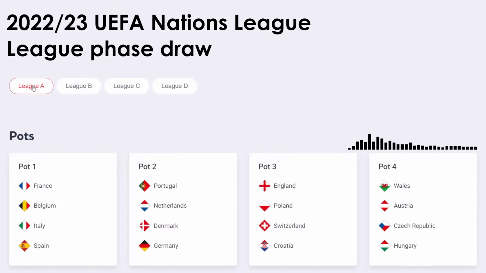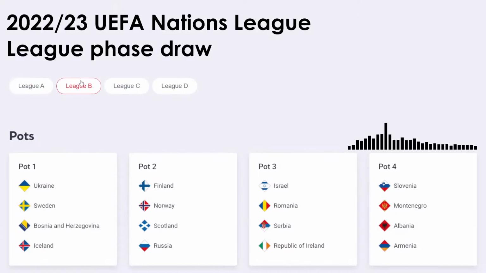In League A, on port 1 we have France, Belgium, Italy and Spain. On port 2 we have Portugal, Netherlands, Denmark and Germany. On port 3, England, Poland, Switzerland and Croatia. On port 4, Wales, Austria, Czech Republic and Hungary.